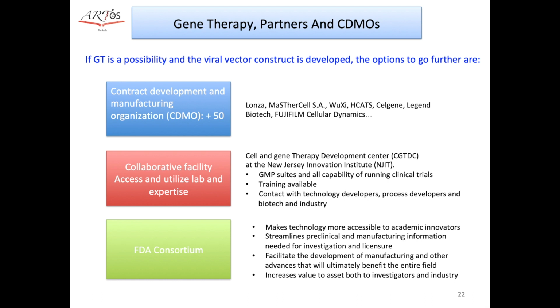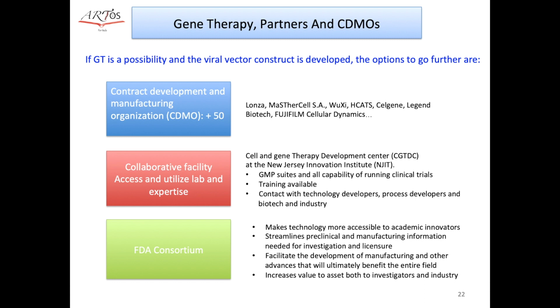The consortium is one option among others. If your gene therapy project is already advanced and the viral vector construct is developed, the option to go further in production with a GMP facility is first to go to CDMOs, contract development and manufacturing organizations. There are more than 50 and new ones every week. I listed here a few of them.